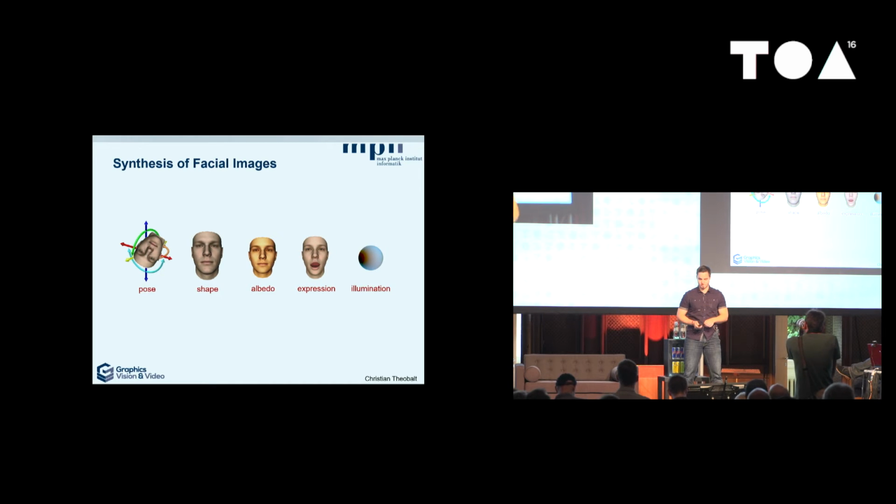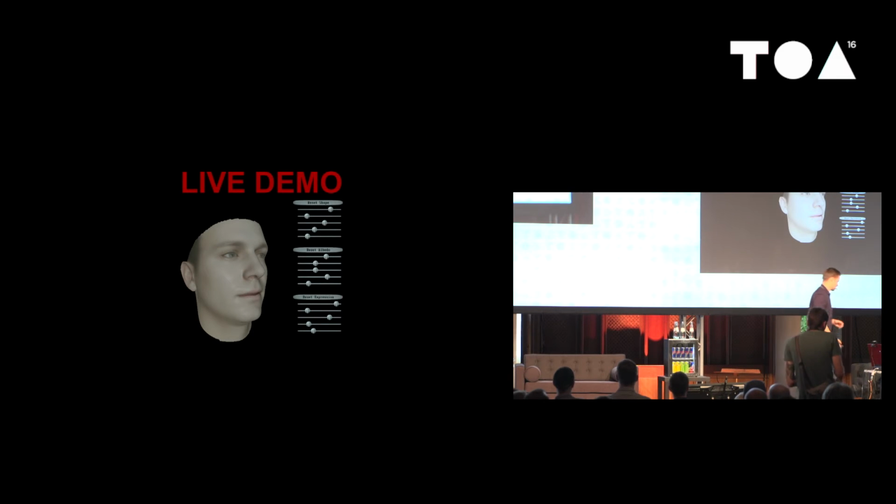The middle part, shape, albedo, and expression, we call a multilinear face model. And actually, I will show you a live demo of how this looks in 3D. Takes a bit to start. Okay, so this is our face model. It's full 3D. It goes up to the ears. And this is the average face, which has been computed out of 200 subjects.